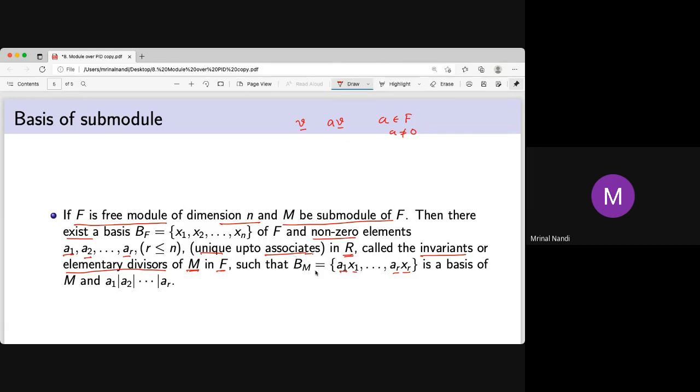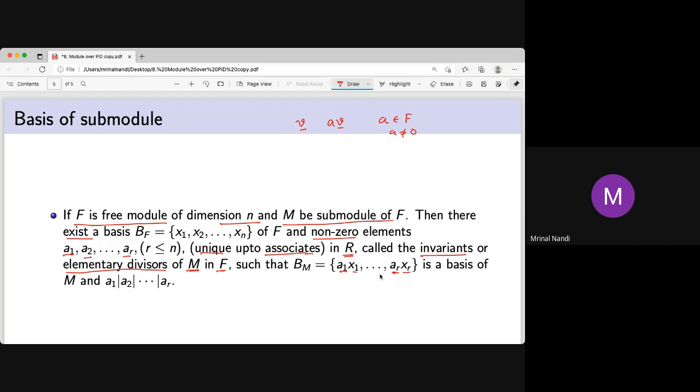But here it is not true because the inverse may not exist. So you can find a1x1 by multiplying x1 by a1, but you cannot express x1 in terms of a1x1, because a1 inverse may not exist. So that's why this a1 to ar is very important. In the field case, this has no meaning actually. There is one more condition; otherwise it can be unique.